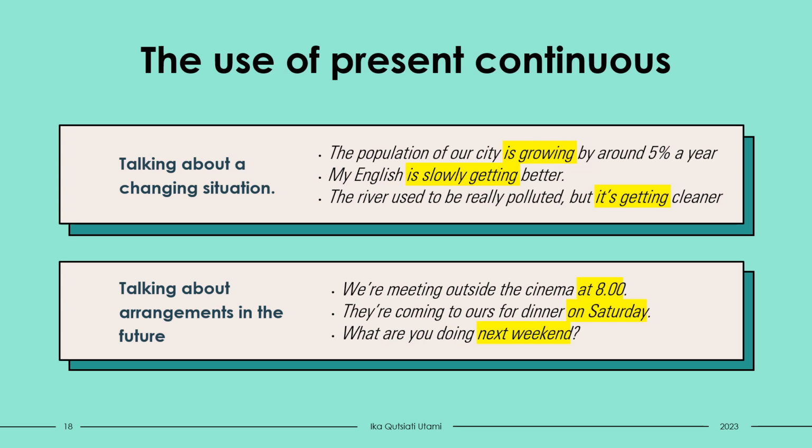Here are some examples. We are meeting outside the cinema at 8 p.m. They are coming to ours for dinner on Saturday. What are you doing next weekend? It's very common to use the present continuous when you talk about plans for the near future, social plans, and so on.